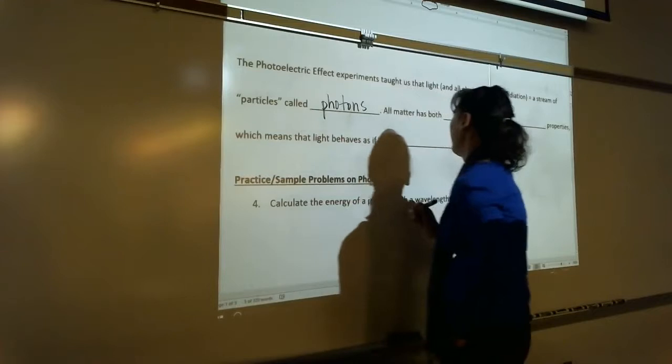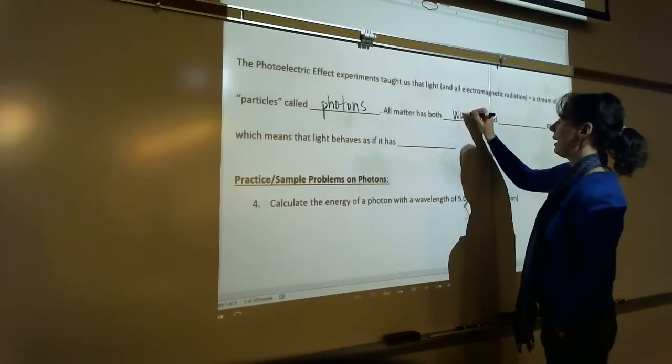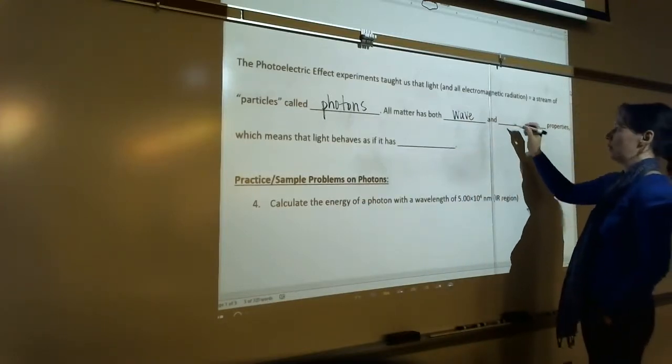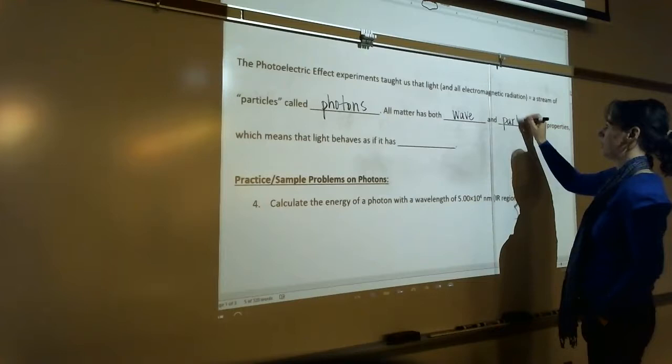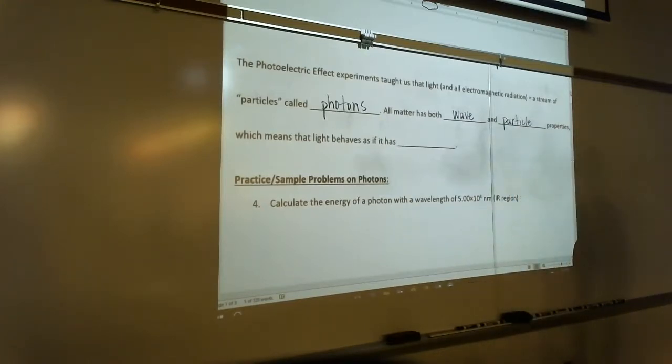Photons. And that all matter has both wave and, does anyone know the other? Particle properties. So all matter has wave properties, in other words, it's got a wavelength. All matter has particle properties. So you behave like a wave, you also behave like a particle. But do you behave more like a wave or more like a particle?